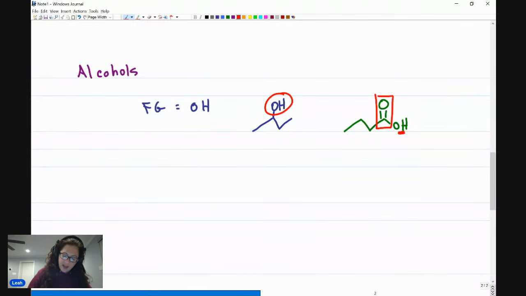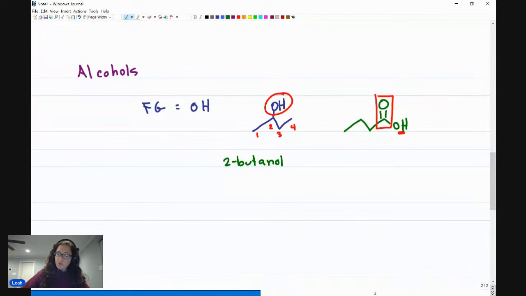When you're naming an alcohol as the highest priority functional group, the suffix, the ending of the name, will be OL. For example, the molecule that I showed you right here, we'll number it from the left, giving me 4 carbons for a 2-butanol, where the alcohol shows up on carbon number 2.